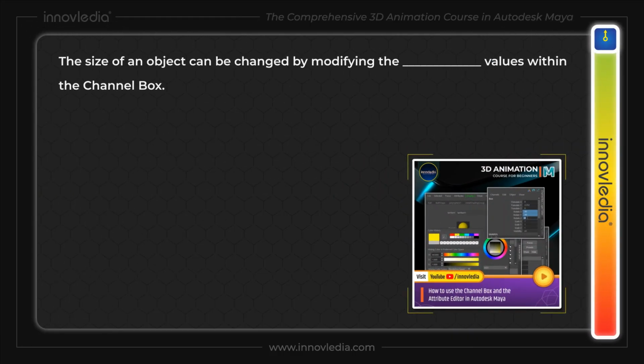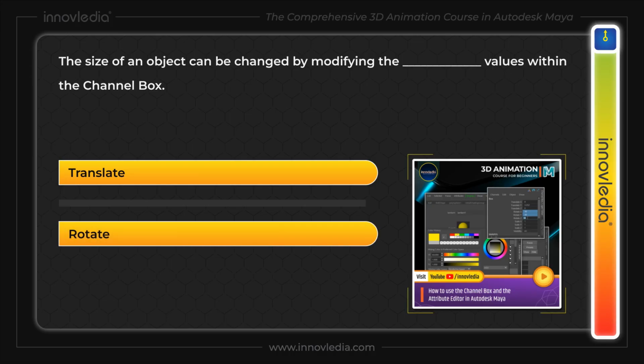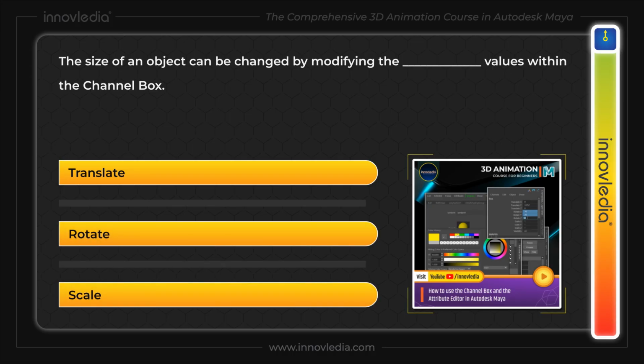The size of an object can be changed by modifying the dash values within the channel box. The options are translate, rotate, scale. Your time starts now. And the correct answer is scale.